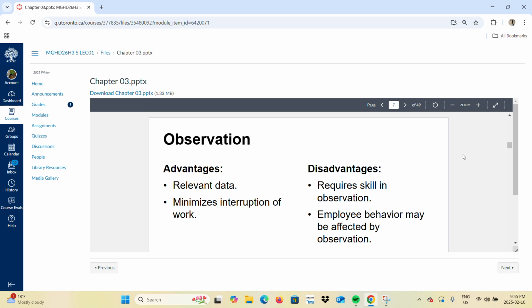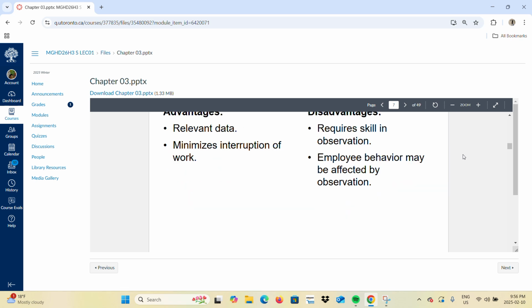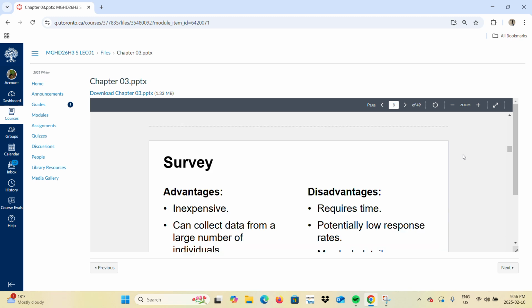Look at the observation. There are a few advantages. You look at the relevant data and it minimizes interruption of work. It's fairly on the job. However, the disadvantages require skills and observations. Employee behavior may be affected by observation. If someone is looking over my shoulder, I'm trying to do the best of my abilities, and it may reflect wrong or just inaccurate to my overall behavior.